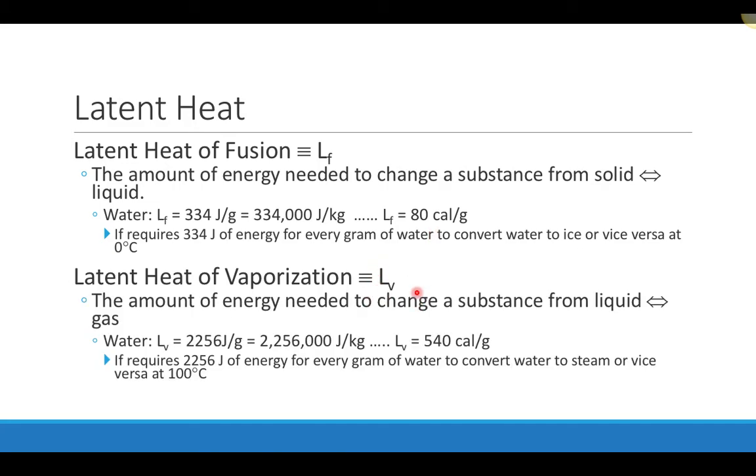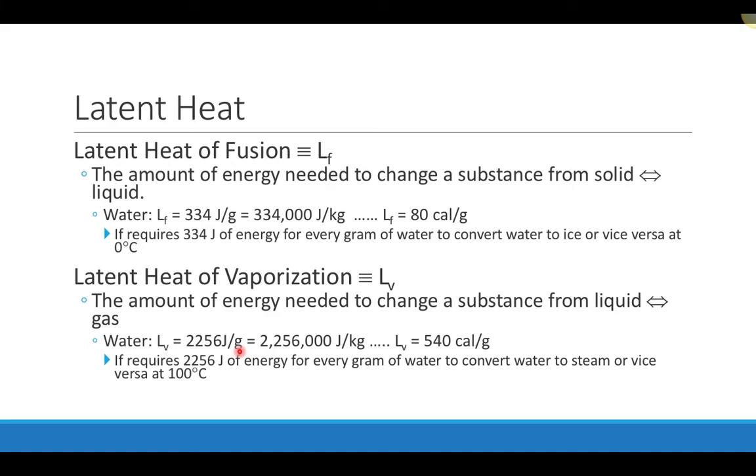On the other hand, I have latent heat of vaporization, and the latent heat of vaporization tells us the amount of energy needed to change a substance from a liquid to a gas, or a gas to a liquid. And so in this particular case, for water, the latent heat of vaporization is 2,256 joules per gram, or 2,256,000 joules per kilogram. So what does this mean?